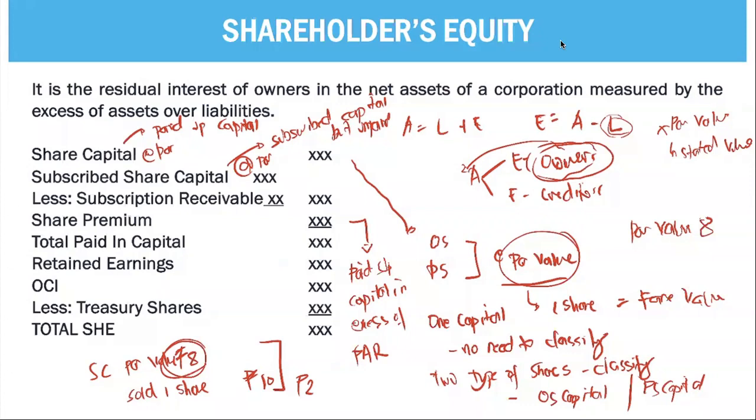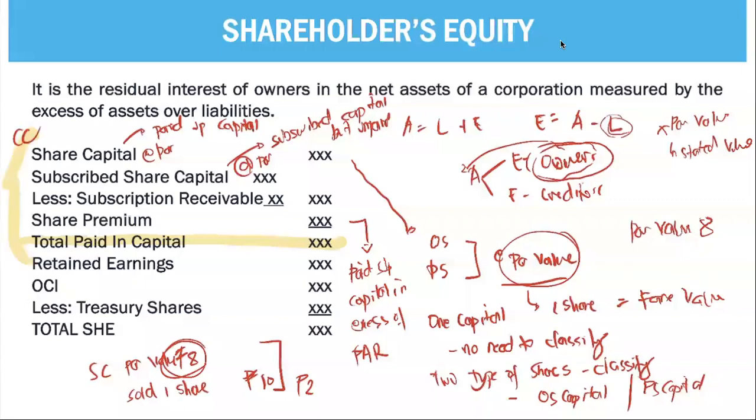So share capital, net subscribed share capital, plus share premium will give you your total paid up capital. So share capital is the amount of capital that is already paid by the investors, while your subscribed share capital is the amount of capital unpaid, less your subscription receivable, plus share premium, the excess amount of your paid up capital, will give your total paid in capital. So these items compose your contributed capital.